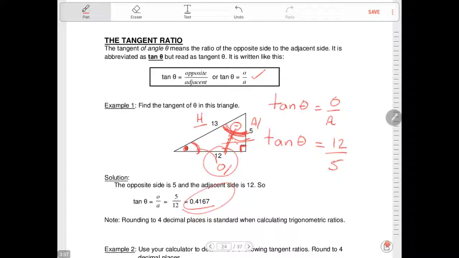Anyway, this video is very straightforward, and you're simply going to use this information to identify tangent ratios on the next page. No big deal. And then the next video after this will be where we'll start solving for missing sides using the tan ratio.